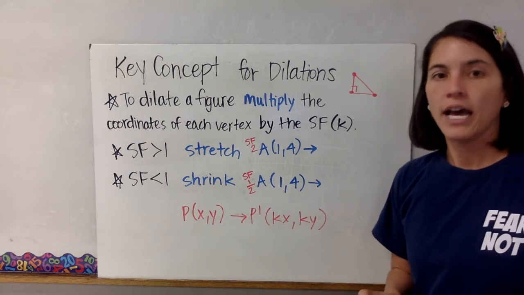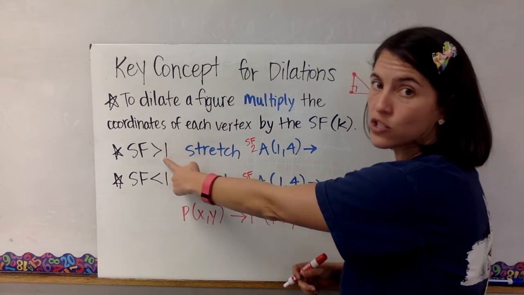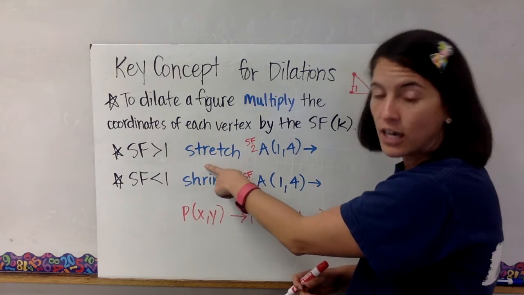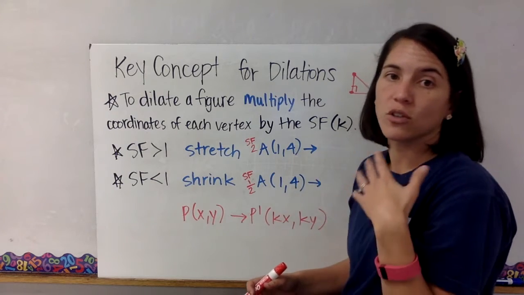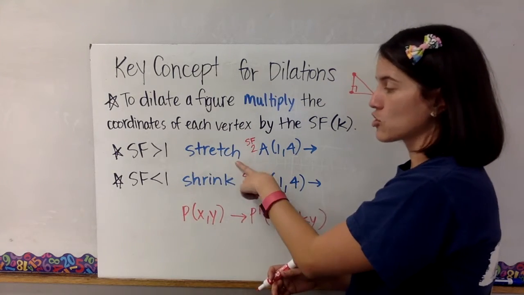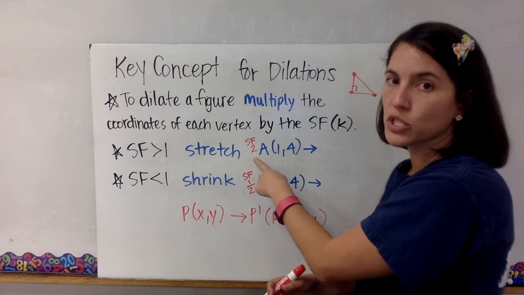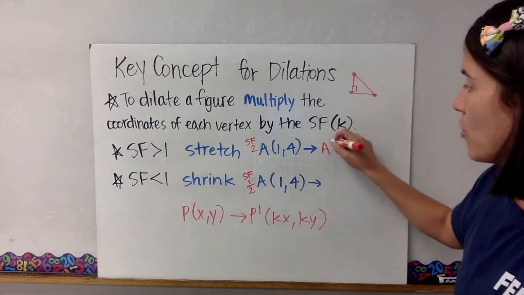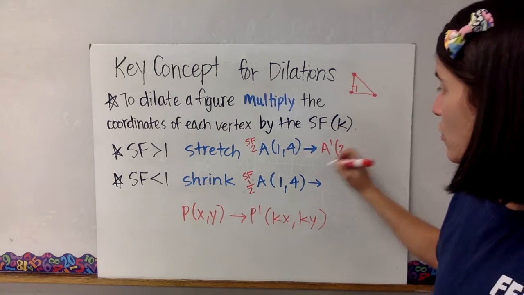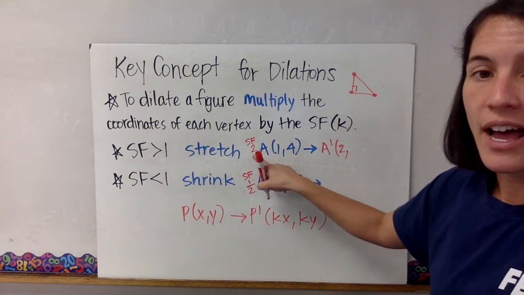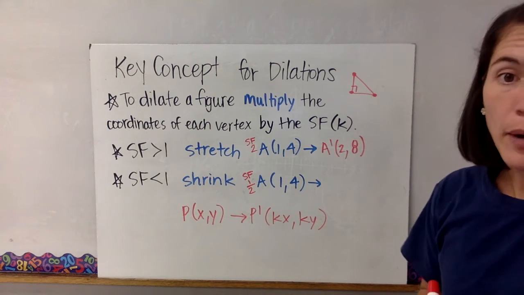Now, if the scale factor is greater than 1, that's a stretch. The scale factor is bigger than 1, scale factor of 2, scale factor of 3, it's like 2 times as large or 3 times as large. It's going to be a stretch. So, for example, if you had this point A, (1, 4), and the scale factor was 2, then I would multiply both coordinates by 2, and A prime would be 2, because 2 times 1 is 2, and 2 times 4 is 8. So my new coordinate, A prime, would be (2, 8).